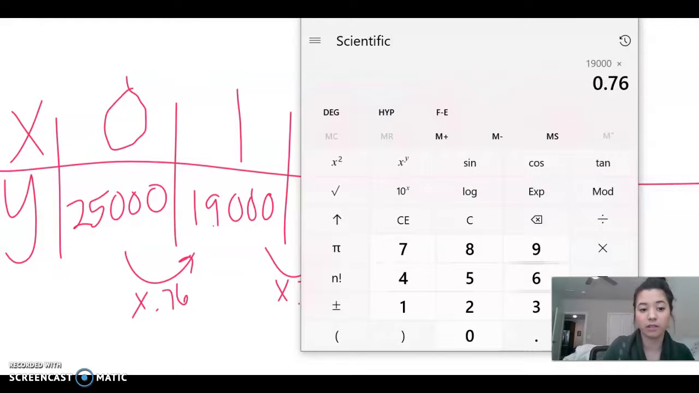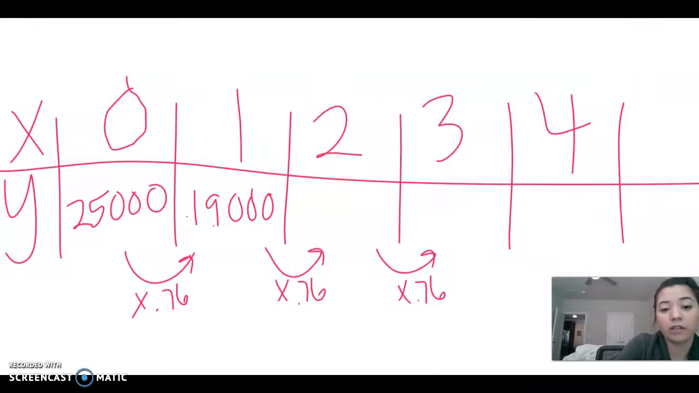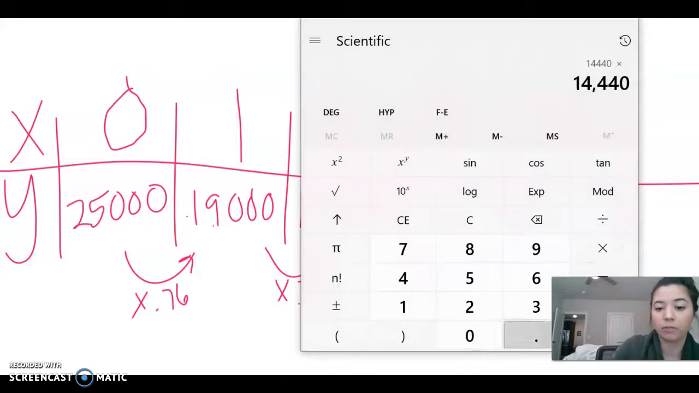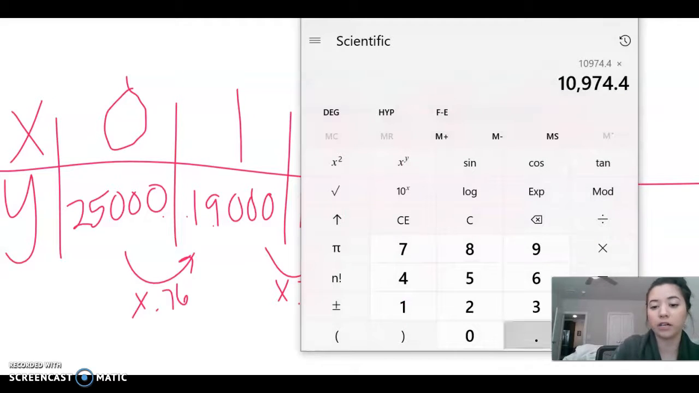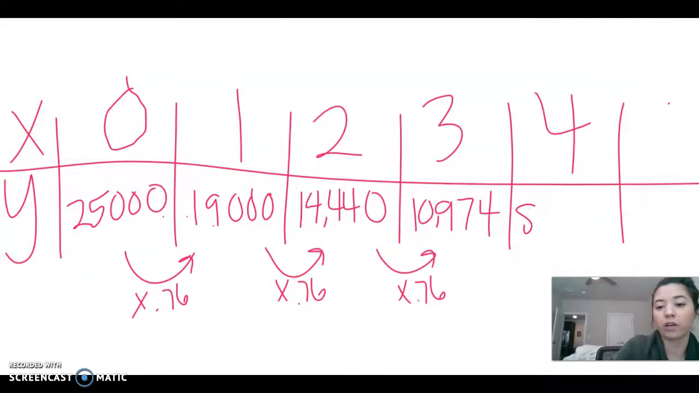Times 0.76. Now we're down to 14,440 times 0.76, 10,974. And then the last one times 0.76, 8,340.